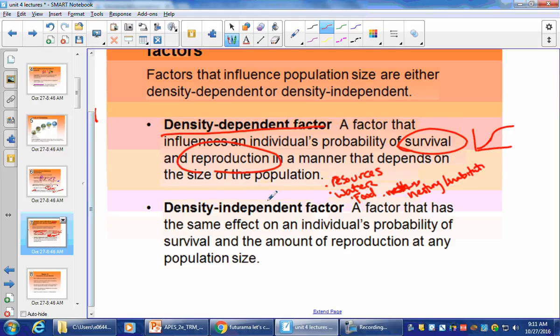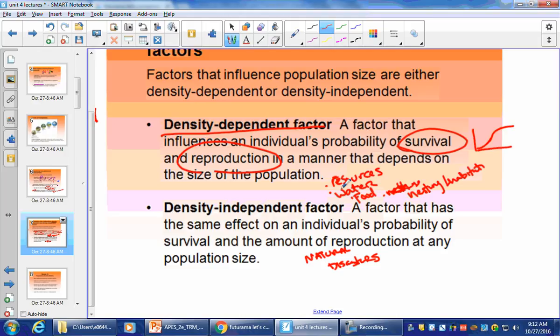Now, density independent factors. These are interesting. These are usually one-time events. These are natural disasters like hurricanes, volcanoes, freezes, and blizzards. They don't matter, right? It doesn't matter if you have a really high number or a low number of the same individuals. A hurricane is going to kill a bunch of them, right? So it's really not density dependent.